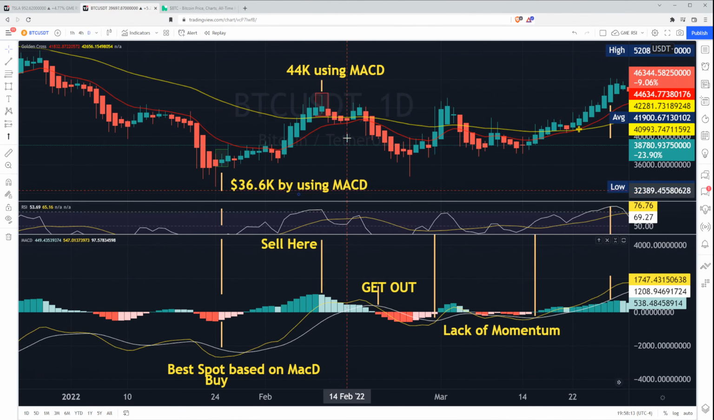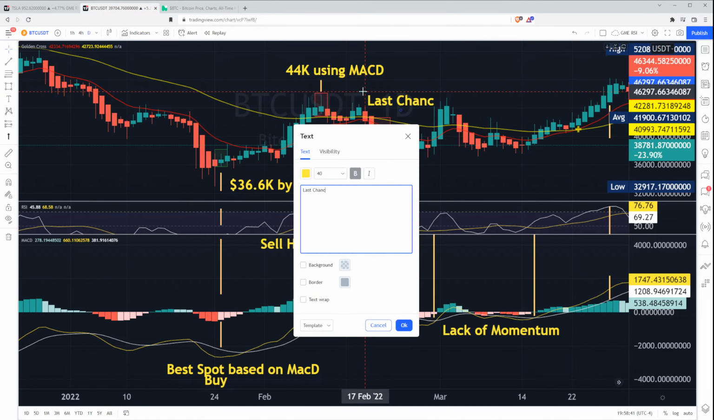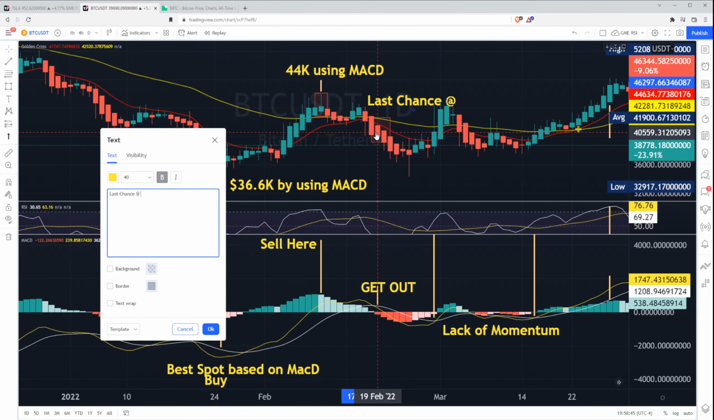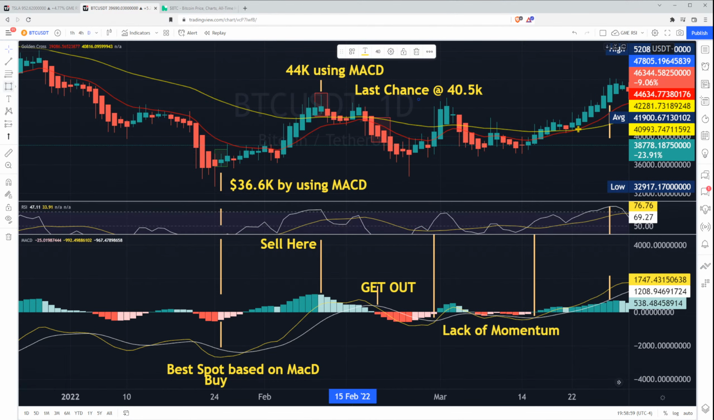Now, if you don't get to sell at the best profitable spot right there, then your last chance to get out is right here, when we're finally at the end of this bullish momentum, beginning of the bearish momentum. You're going to get out on the 19th of February. It's better to get out than to stay in sometimes. So this is your last chance to get out right here. And that price right there, around 40,000. So let's just say 40.5K. So that was your last chance at about 40.5K right there.